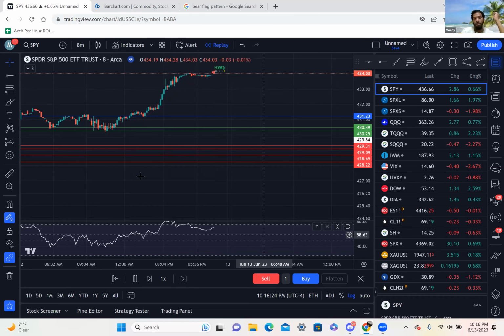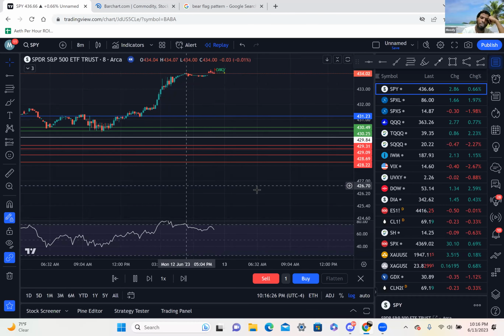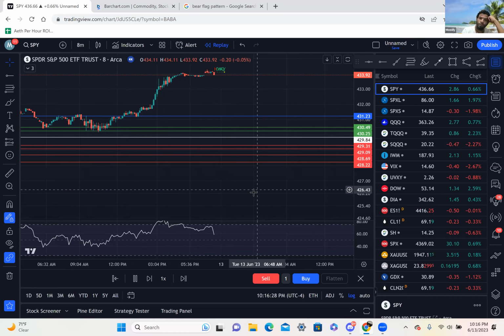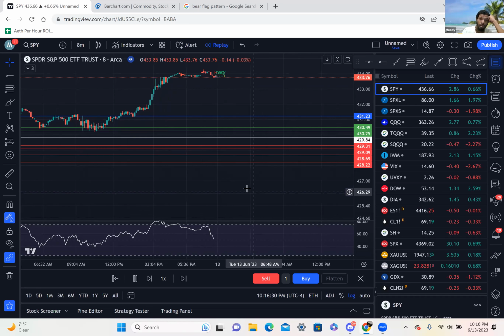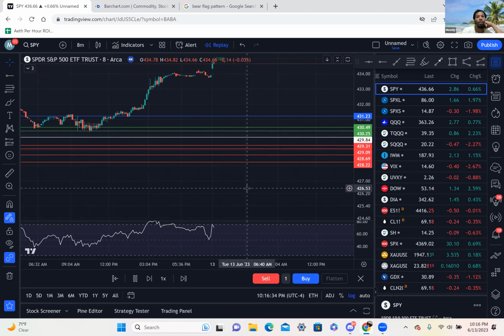I promise you, my chart doesn't change. This is how I've been trading for 2 years. This is my bread and butter. This is how my wife doesn't say, Moody, you need to go get a job.